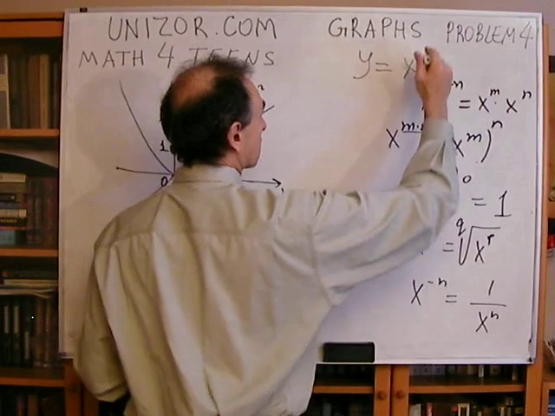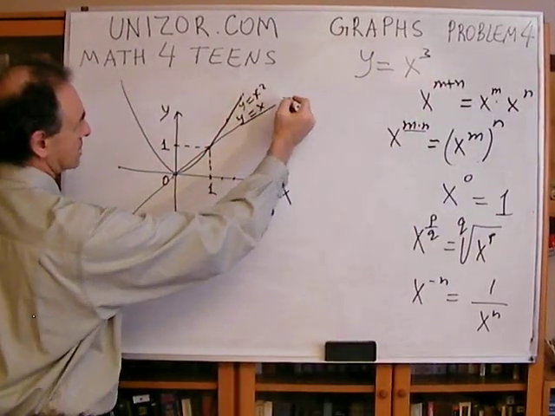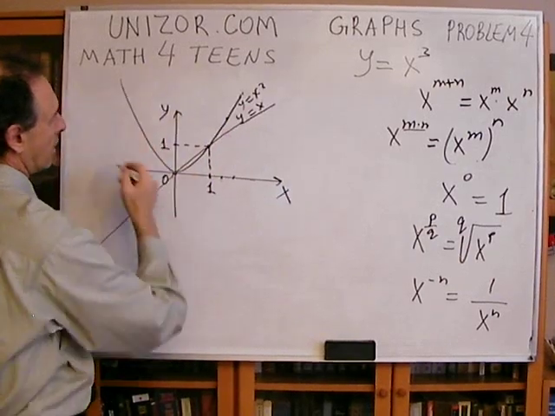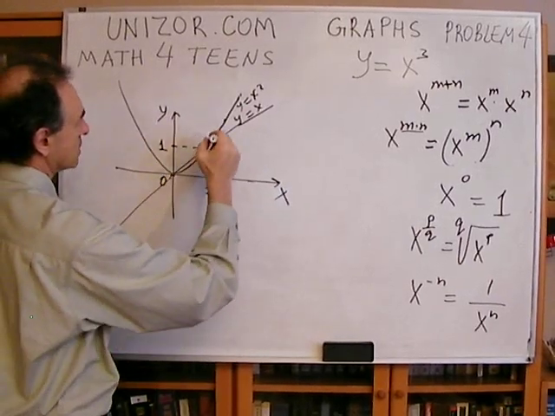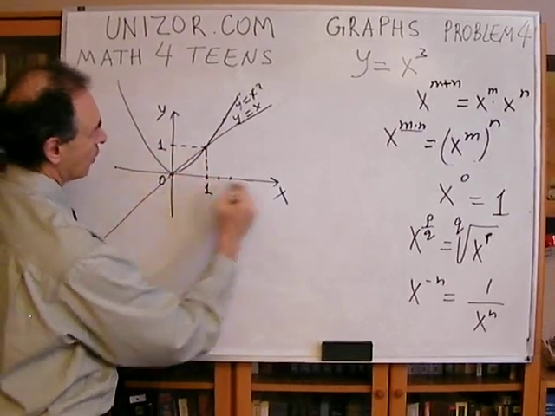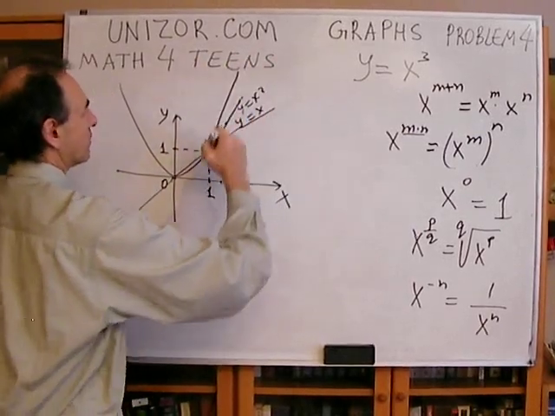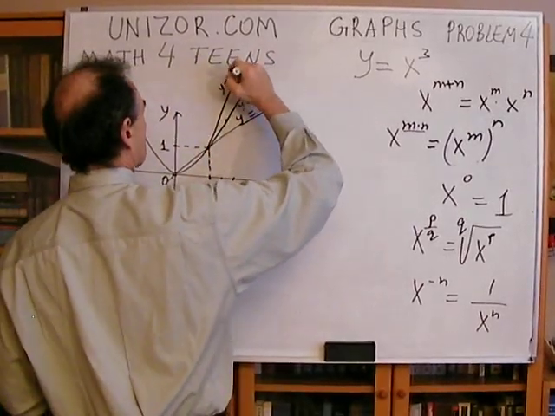So we are considering x cubed right now. So this is y is equal to x, and this is y is equal to x squared. And now y is equal to x cubed. As I said, starting from 1, for all numbers which are greater than 1, it will grow faster. So it will be even higher. That will be y is equal to x cubed.